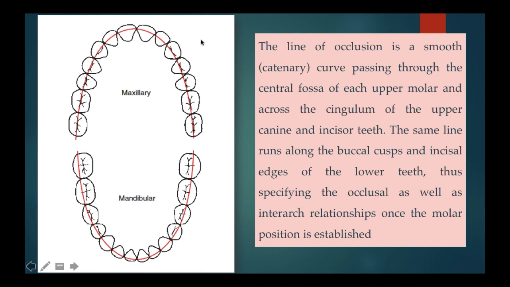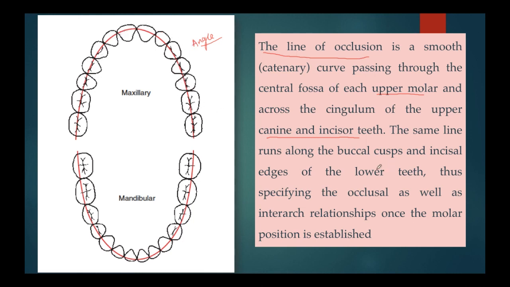So these red lines are basically the lines of occlusion. Now this concept of line of occlusion was given by Angle. According to him, the line of occlusion is a smooth catenary curve passing through the central fossa of each upper molar and across the cingulum of upper canine and the incisor teeth. So basically it goes through the central fossa in the posterior segment and through the cingulum region in the anterior segment.